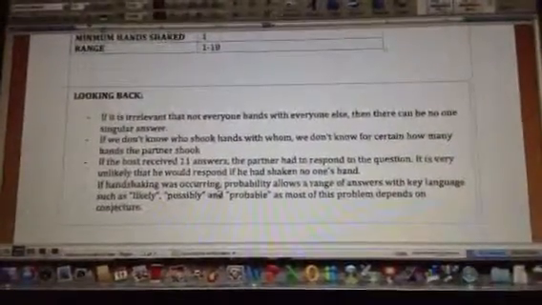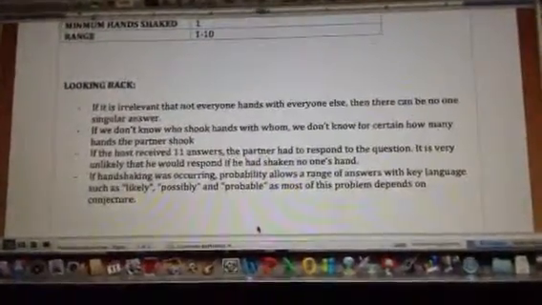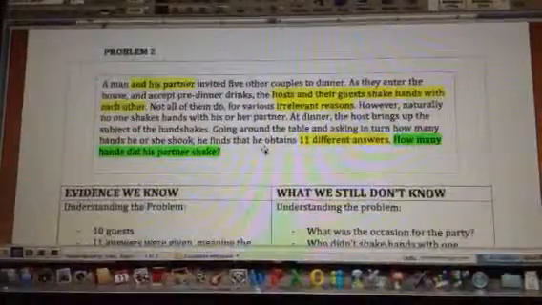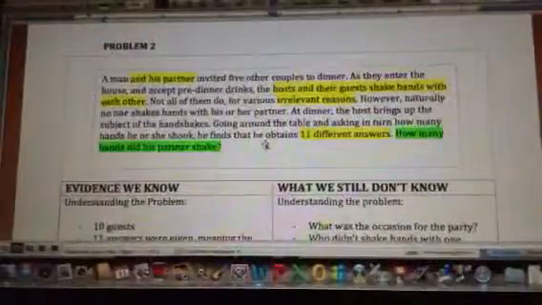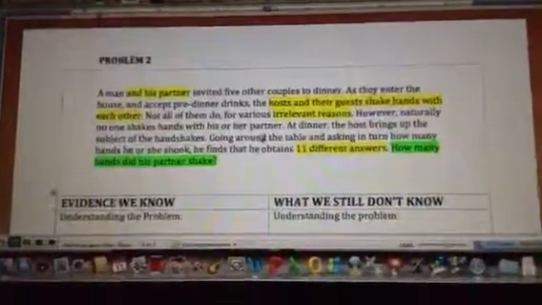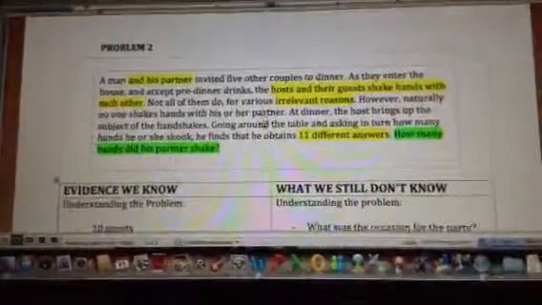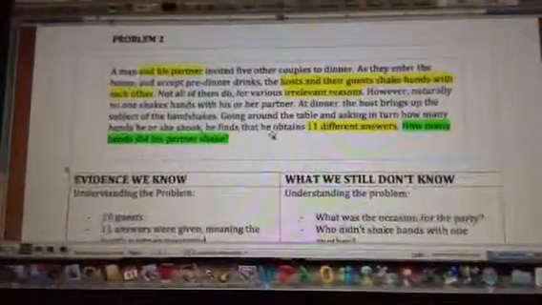If handshaking was occurring, probability allows a range of answers with key language such as likely, possibly, and probable, as most of the problem depends on conjecture. There really is no formula because we don't have anything that's known. And most times, if you're going to develop an equation or anything like that, you have to know some kind of data. All we know here is what we can speculate, so that is my justification for the answer to this problem. I hope that it's somewhat right. Like I said before, problem solving is not my forte, but this is the best shot that I gave it.